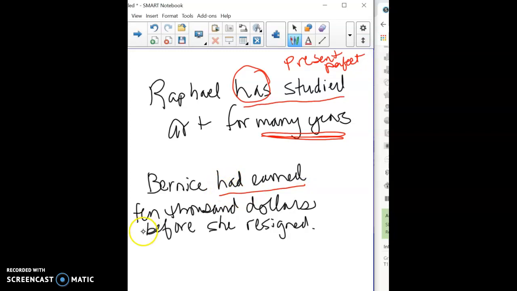$10,000 before she resigned. We notice that resigned is in the past. And since resigned is in the past, we need to use the past auxiliary verb. And so this is past perfect tense, right? We wouldn't say Bernice has earned $10,000 before she resigned. That's weird. We can't do that. We have to use that past tense.